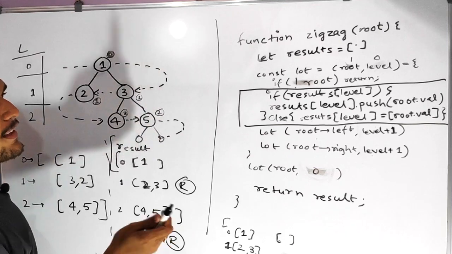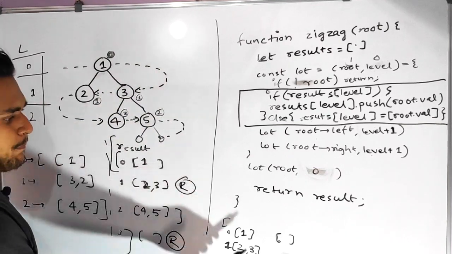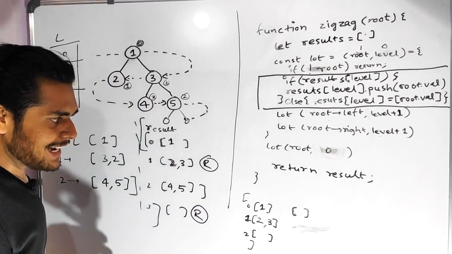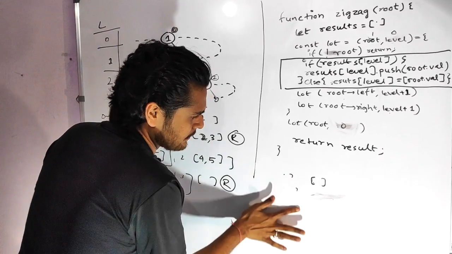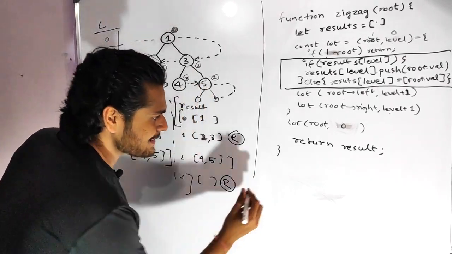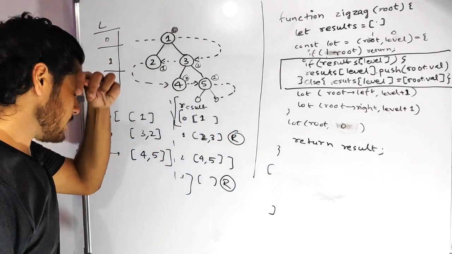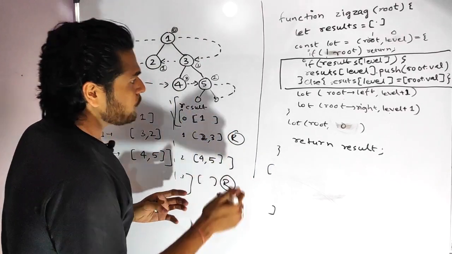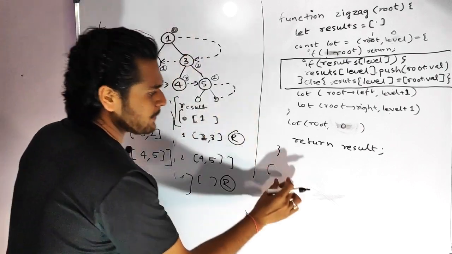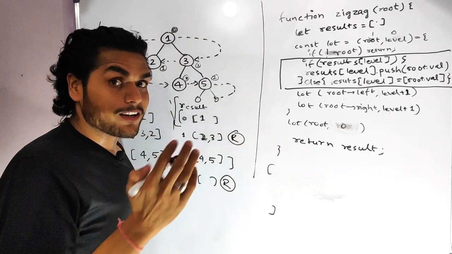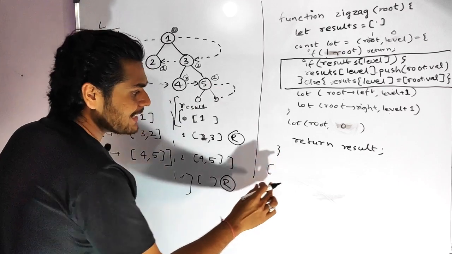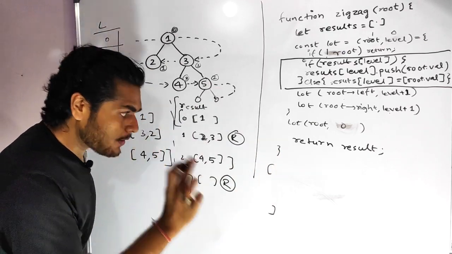So what this piece of code will do is, initially our results will be an empty array. What we have to do is put these elements into respective buckets, but buckets are not created. Initially our array is empty, so buckets are not there.